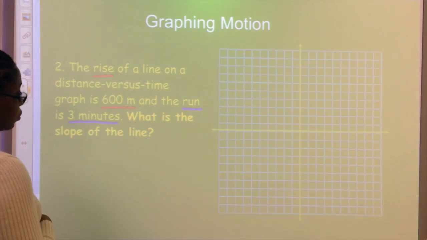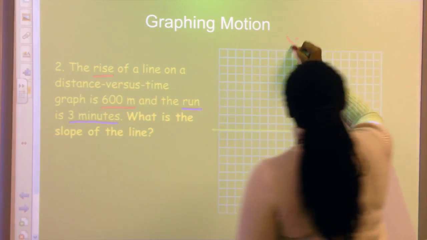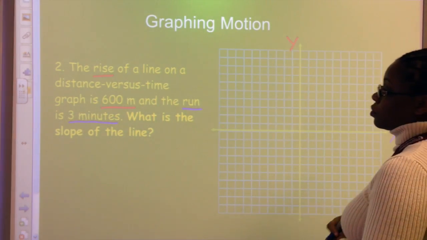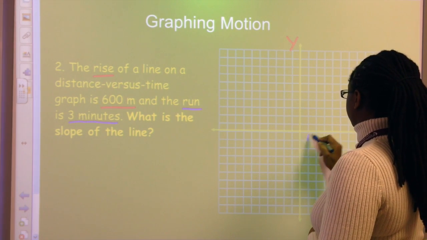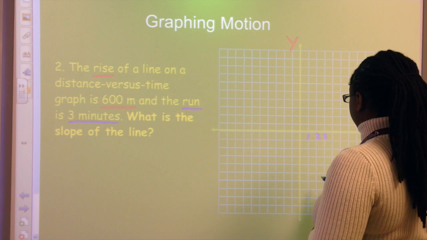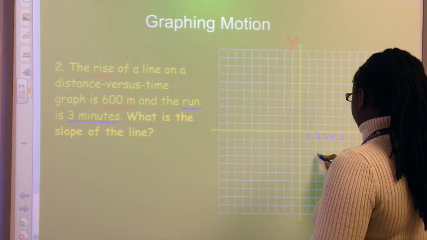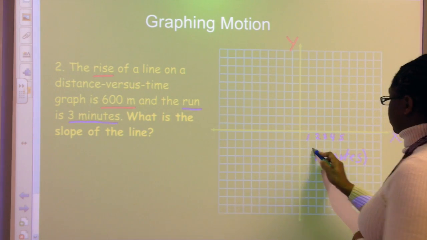So now that I've highlighted the things that I need to focus on in the word problem, I'm going to label my graph. You always want to make sure that you label your graphs correctly, and then look at the problem and determine what would be your best intervals for this particular situation. For my time, I'm just going to go up per minute.